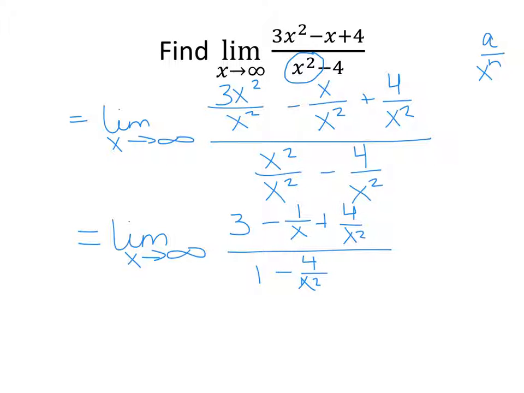And again, as I take that limit, I'm taking the limit of each individual piece. So the limit as x approaches infinity of 3 is just 3 minus 0 plus 0. The limit as x approaches infinity of 1 over x is just equal to 0. The limit as x approaches infinity of 4 over x squared is also 0. The limit as x approaches infinity of 1 is just 1. The limit as x approaches infinity of 4 over x squared is 0. So this limit is also 3.